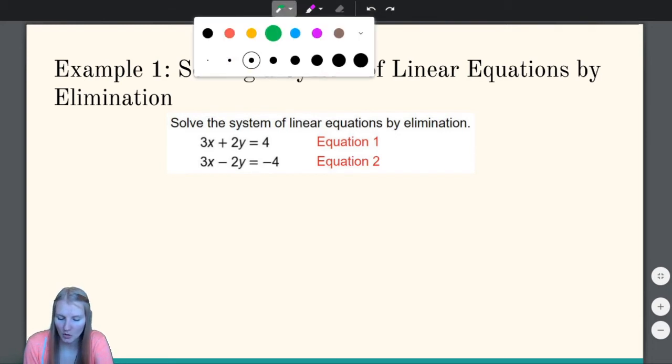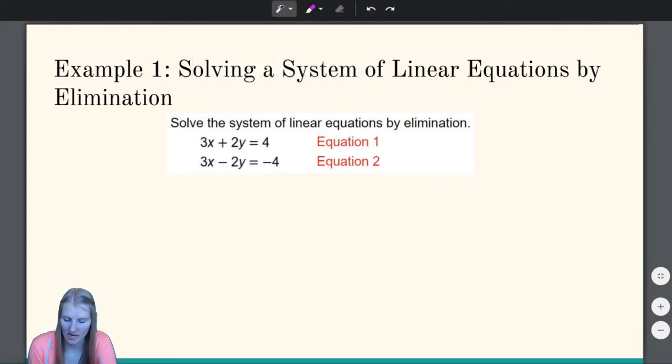So notice that in this system of linear equations, my x terms have the exact same coefficient. They are both positive 3. And if I look at the coefficients of my y terms, they are opposites. I have positive 2y and negative 2y. So we have a choice to make. If we add the equations, we're going to get rid of the y's. If I choose to subtract the equations, I will get rid of the x's.